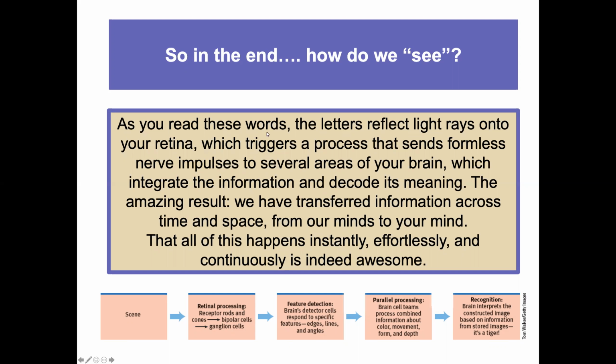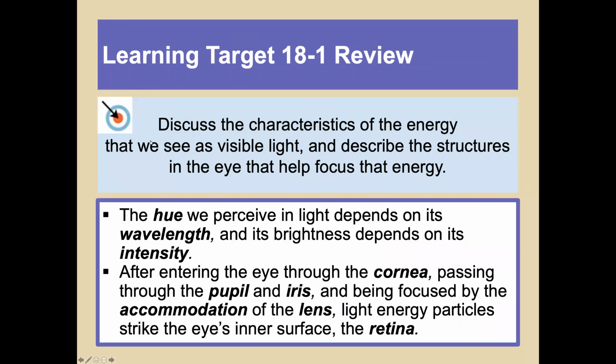So let's review our learning targets. The first one: discuss the characteristics of the energy that we see as visible light and describe the structures in the eye that help focus that energy. The hue we perceive in light, which is the color, depends on its wavelength, and its brightness depends on its intensity. After entering the eye through the cornea, passing through the pupil and iris, and being focused by the accommodation of the lens, light energy particles strike the eye's inner surface, the retina.